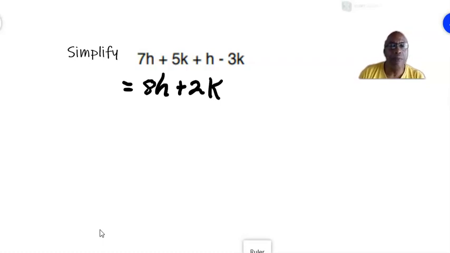You cannot go any further because we have two unlike terms, so they cannot be added or simplified. The answer remains as this. That's it. That's how you simplify those basic expressions. Let's go to another example.